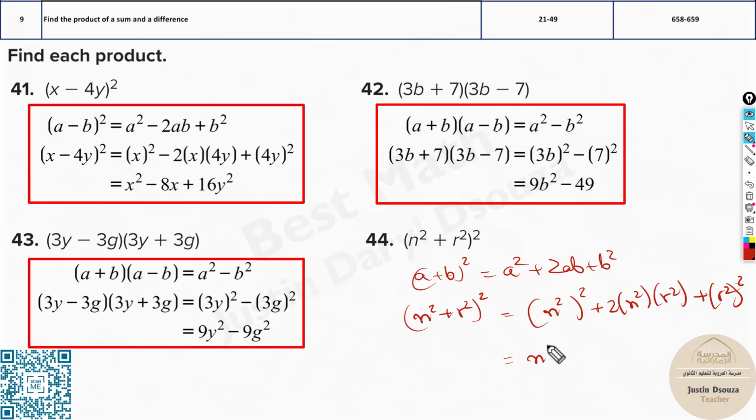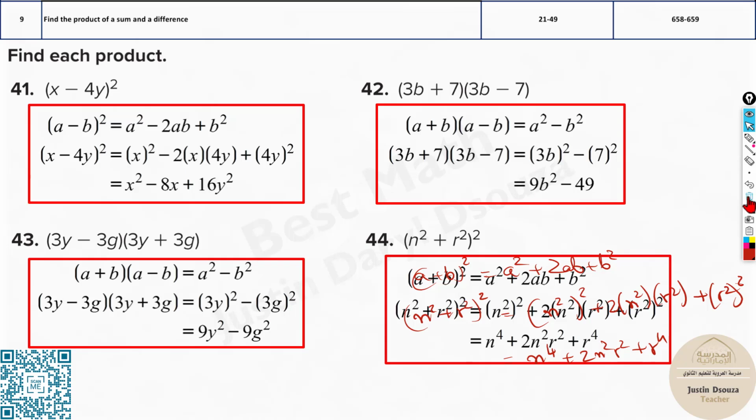So now when we simplify, it will be n power 4 plus 2 times n squared r squared plus r to the power 4. This would be the final answer. So we can see here, that's the answer.